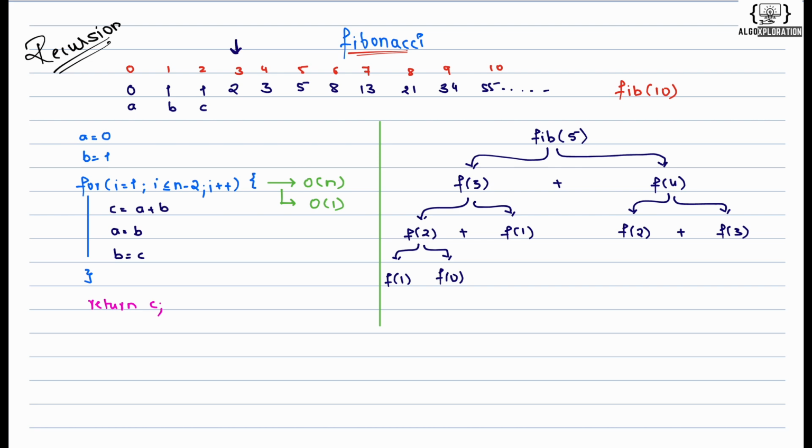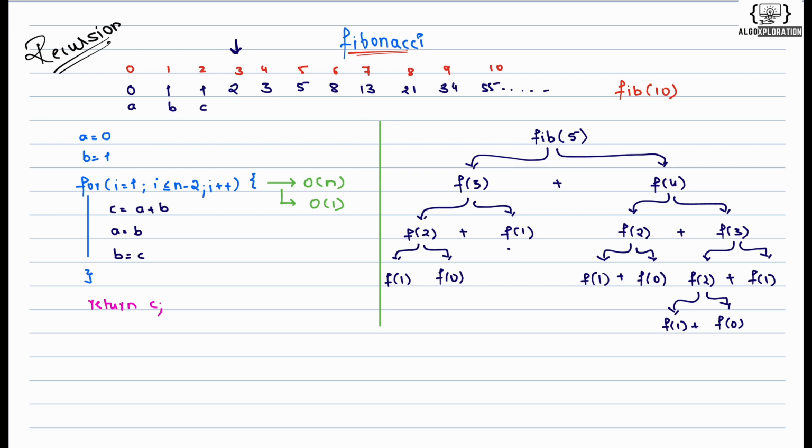Here we already know that the value of f of 1 is simply 1, and f of 0 will be 0. So we will not proceed with this. What will be the answer of all this? It will be f of 1 plus f of 0. For this it will be f of 2 and f of 1. For this it will be f of 1 plus f of 0. I hope you got this.